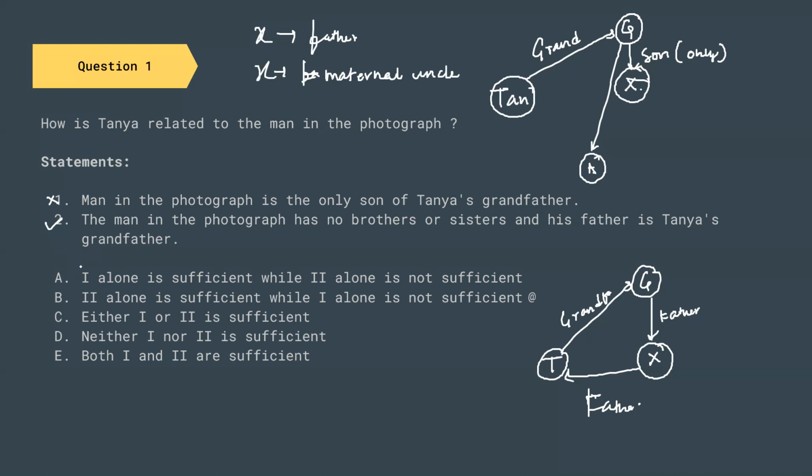So now let's see the given options. One alone is sufficient while two alone is not sufficient. This is wrong. Two alone is sufficient while one alone is not sufficient. This is our correct result. Either one or two is sufficient. No, this is a wrong option. Neither 1 nor 2 is sufficient. This is also wrong. Both 1 and 2 are sufficient. This is also wrong. So from the above statements, we can conclude that we can find the relationship between Tanya and X using statement 2.